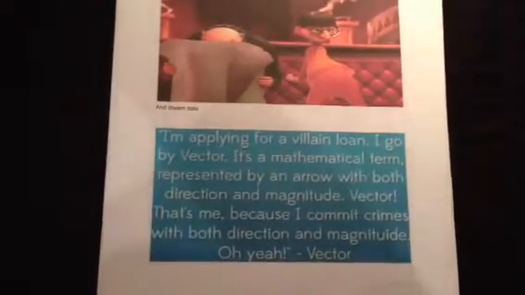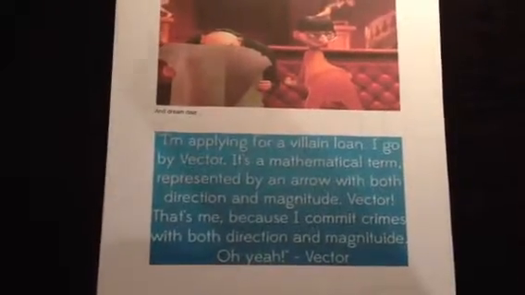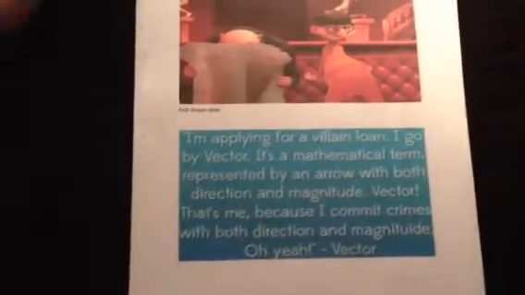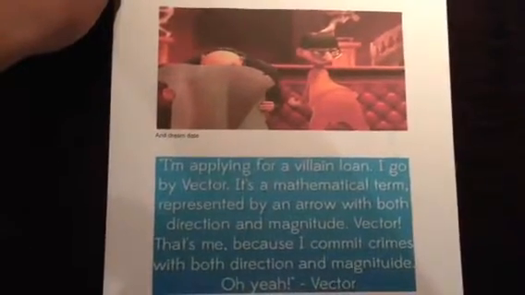It's a mathematical term represented by an arrow with both direction and magnitude. "Vector! That's me, because I commit crimes with both direction and magnitude." Oh yeah! Well, surprisingly, when Vector says that he commits crime with both direction and magnitude, he has a point.